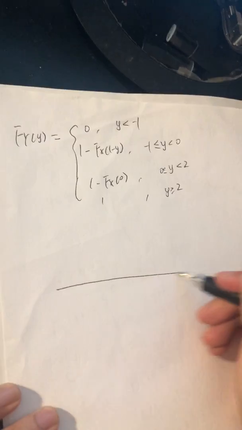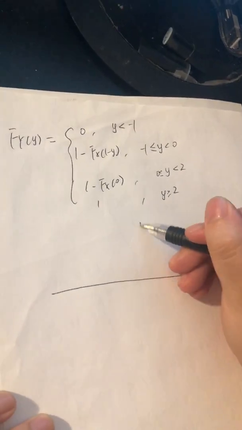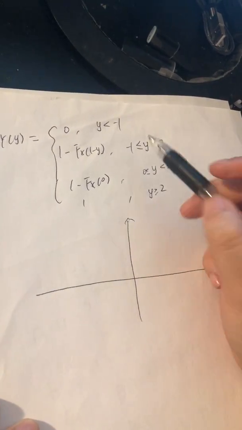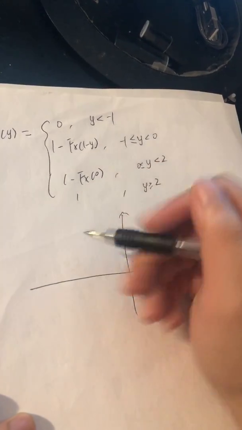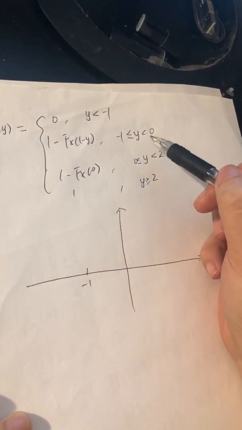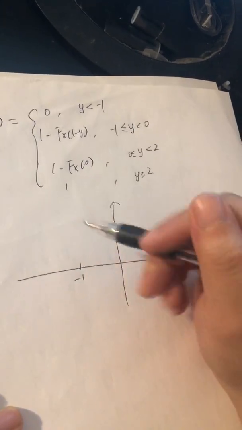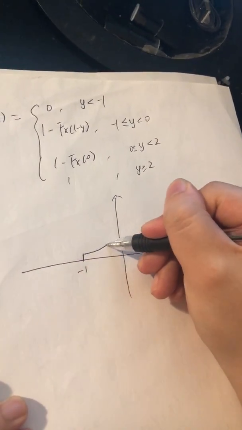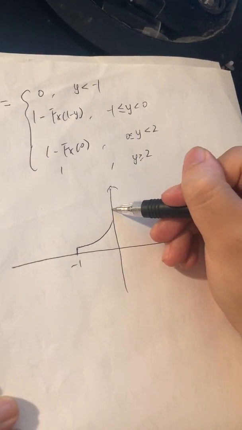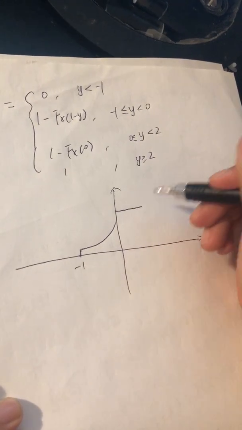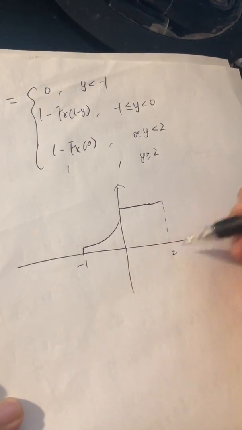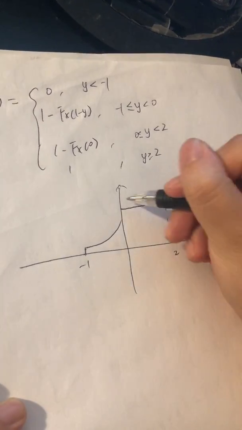And the graph should look like this. When y is smaller than negative 1, it will be 0, and when y is from negative 1 to 0, it will look like that. When y is from 0 to 2, it will be a little bit smaller than 1, and when y is greater than 2, it will equal 1.